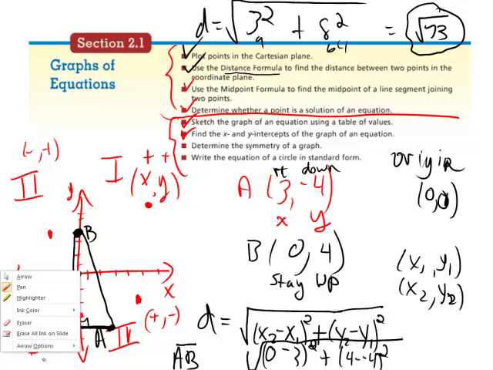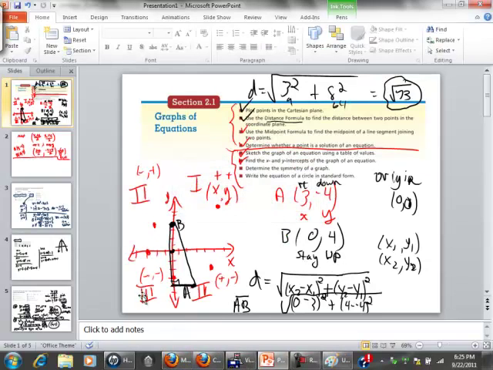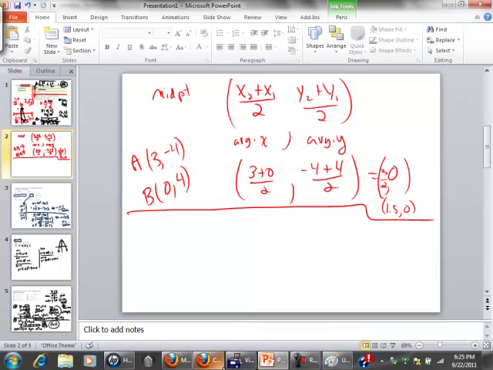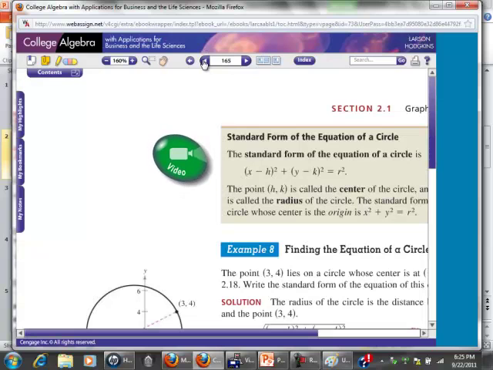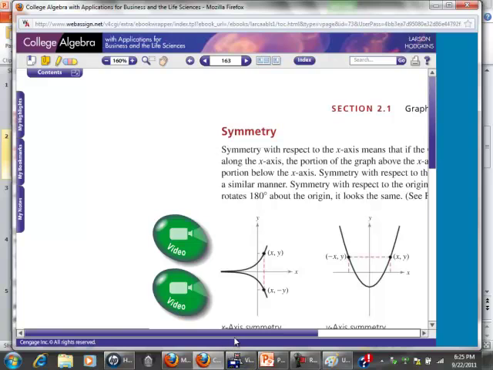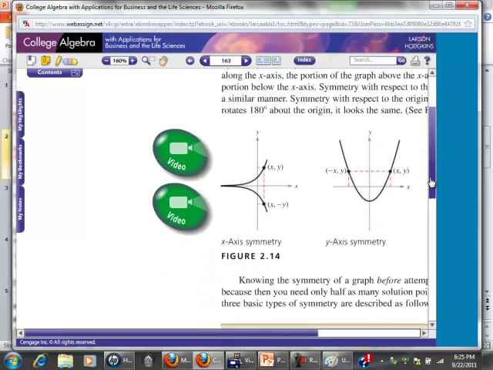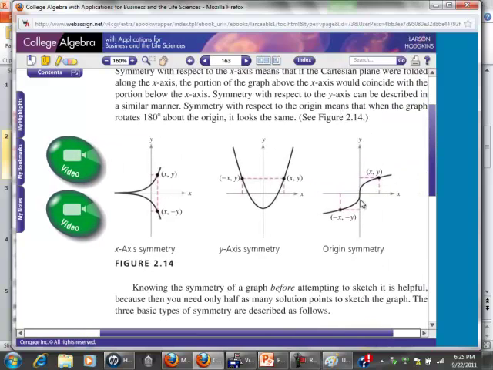All right. Go back to the textbook. For this time, I'll go back and grab some. The textbook has a good box that explains how to find this symmetry. Okay, good. There's x-axis symmetry, there's y-axis symmetry, and there's origin symmetry. Okay.